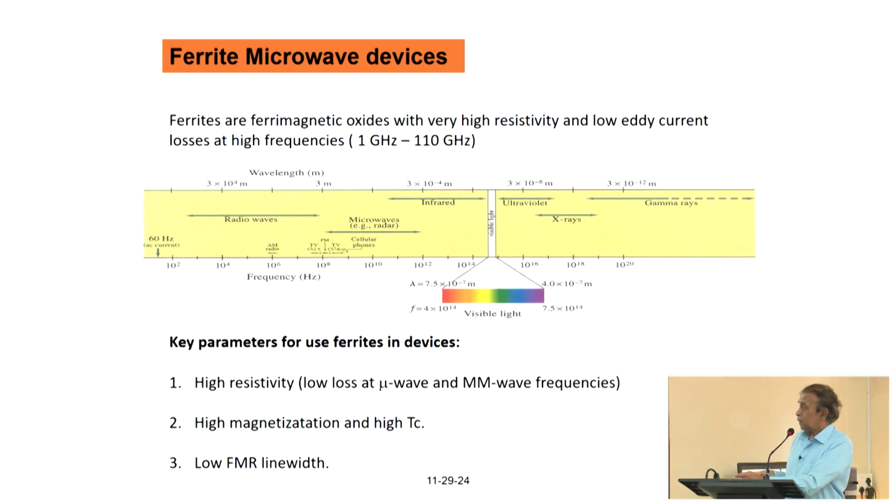Okay. So, the key parameters for the materials that are going to be used in the devices are high resistivity to reduce any losses, and also you need high magnetization and high Curie temperature. In case of heating, you do not want to have the device perform very poorly. So, that requires a much higher Curie temperature for the magnetic oxide films compared to its operating temperature. And you also preferably use films with low ferromagnetic resonance line width.